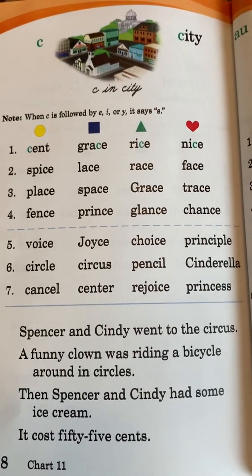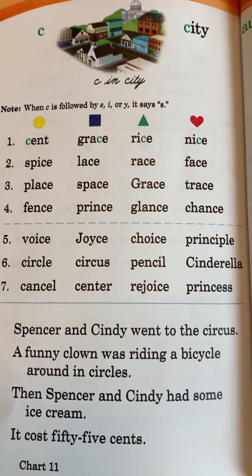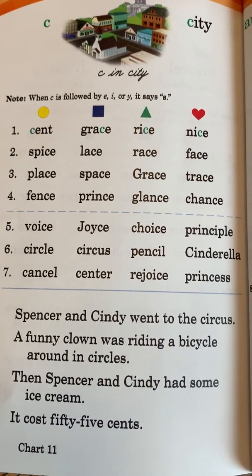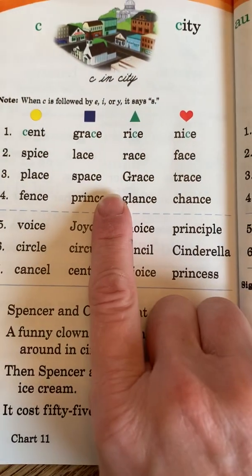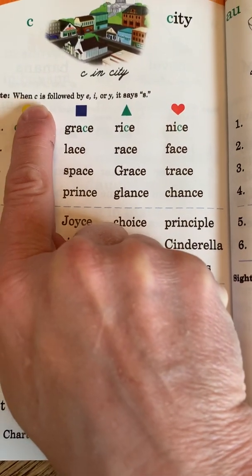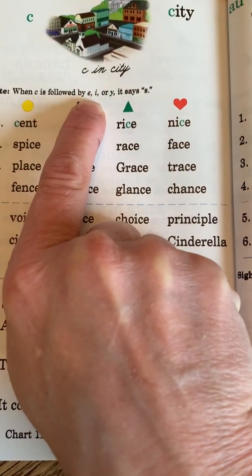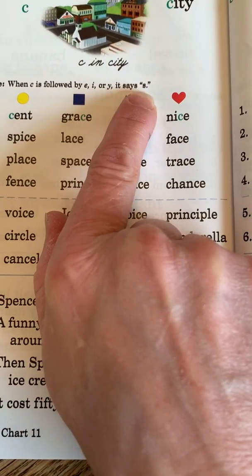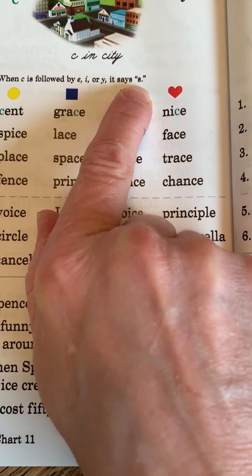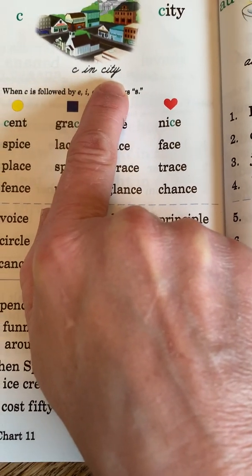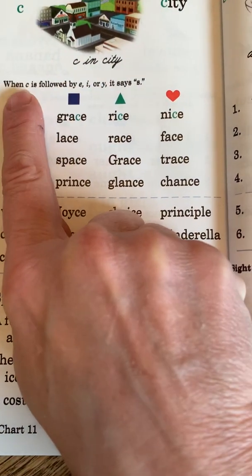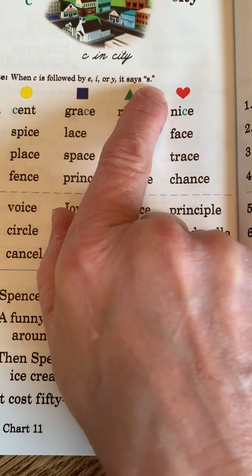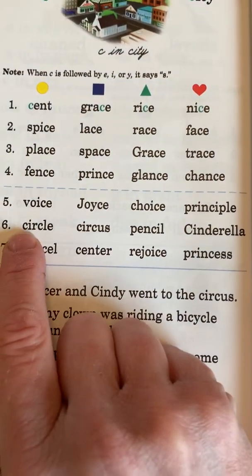Boys and girls, we're going to go over a little bit more about Chart 11. This is something that you don't have at home to look at, but I wanted to help practice this rule here: when C is followed by E, I, or Y, it's going to be a soft C, and it's going to say that S sound, like C in city. So when C is followed by E, I, or Y, it says S. And here's some examples of that.